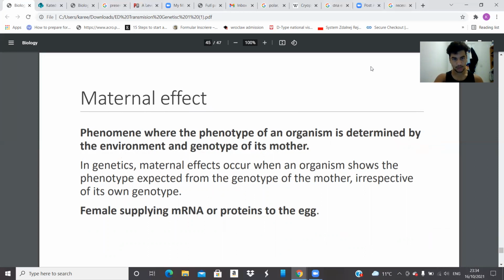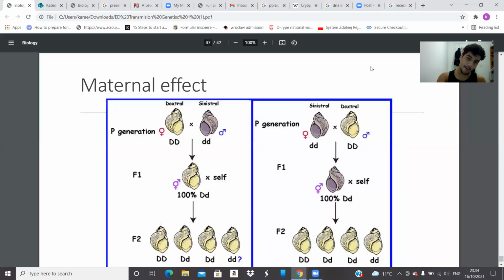And the genotype of its mother. Maternal effects. All types of mitochondrial inheritance are examples of maternal effects, which is inheritance on the part of the mother.